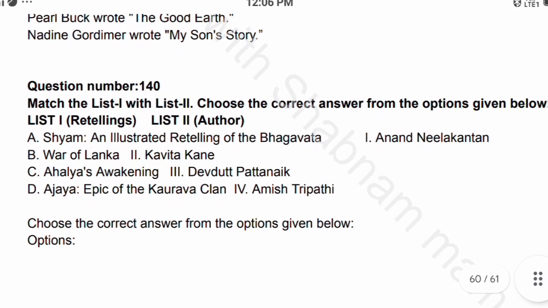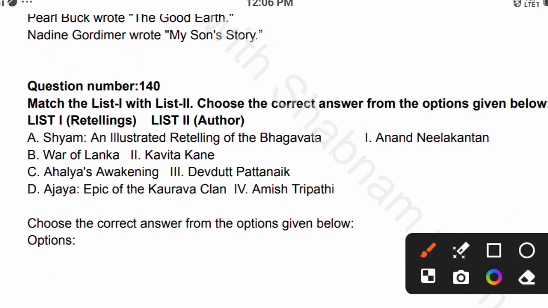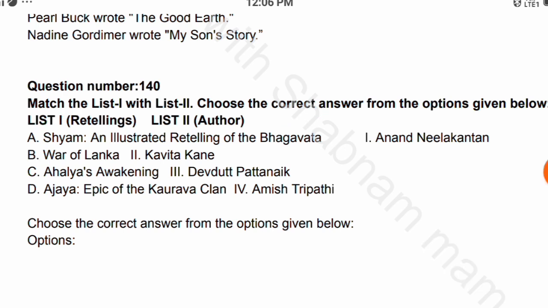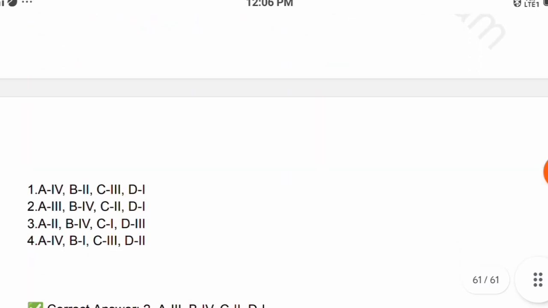Again, you have to match list 1, the retellings, and list 2, the authors who have retold the story. Next question, you have option A, Sham, an illustrated retelling of the Bhagavata. Option B, War of Lanka. Option C, Ahalya's Awakening. Option D, Ajaya, Epic of the Kaurava Clan. See the options also.